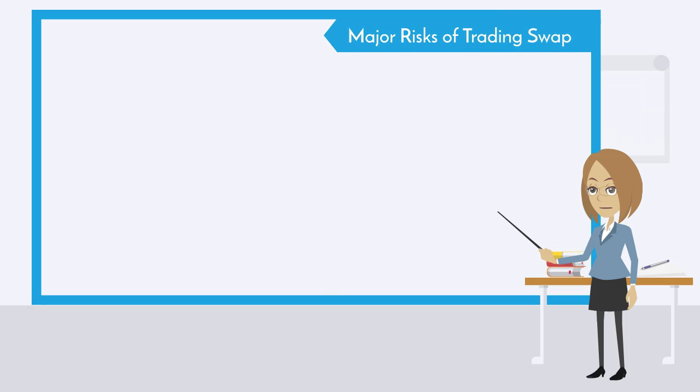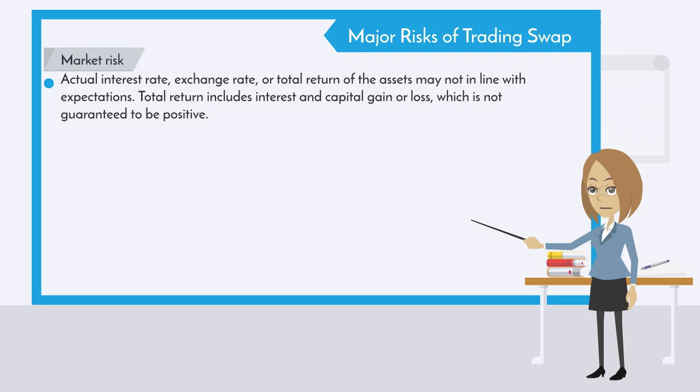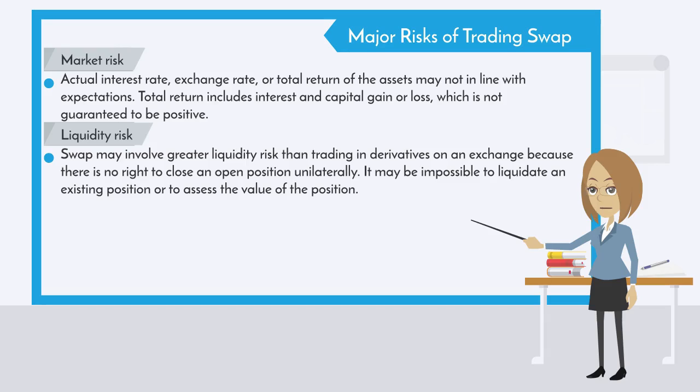Investors should be aware of the following major risks of trading swap. Firstly, actual interest rate, exchange rate, or total return of the assets may not be in line with expectations. Total return includes interest and capital gain or loss, which is not guaranteed to be positive. Secondly, swap may involve greater liquidity risk than trading in derivatives on an exchange because there is no right to close an open position unilaterally. It may be impossible to liquidate an existing position or to assess the value of the position.